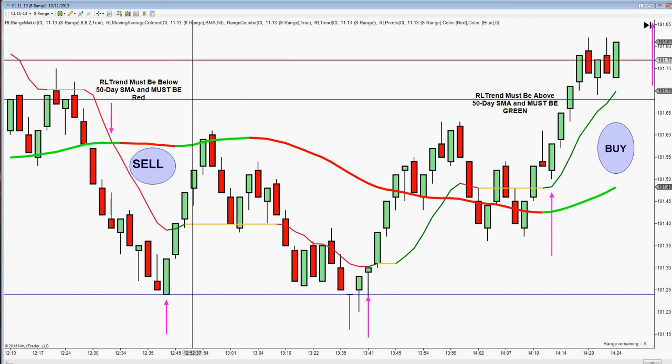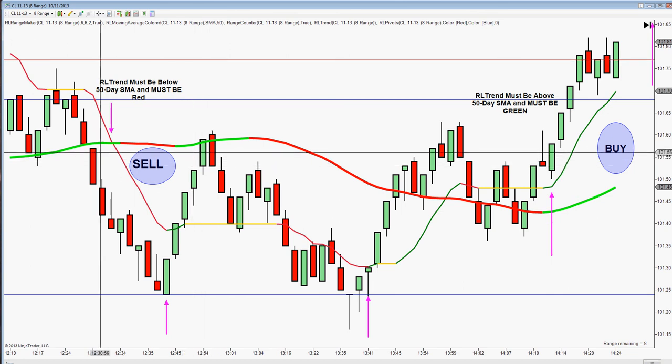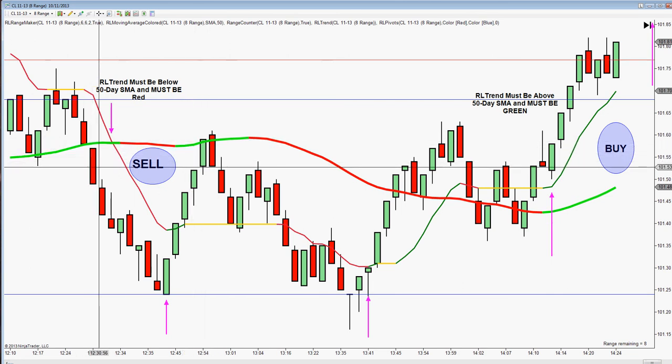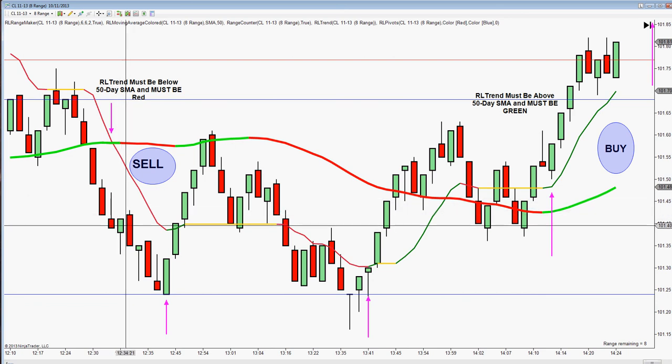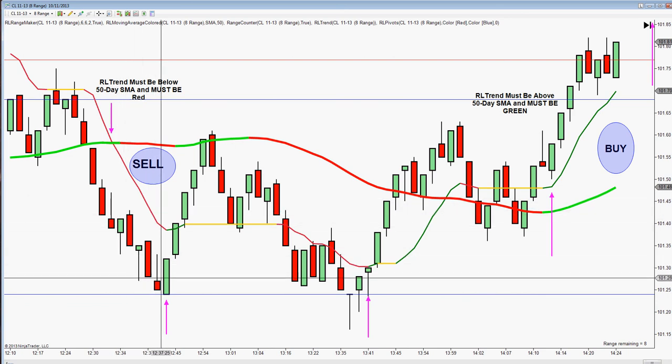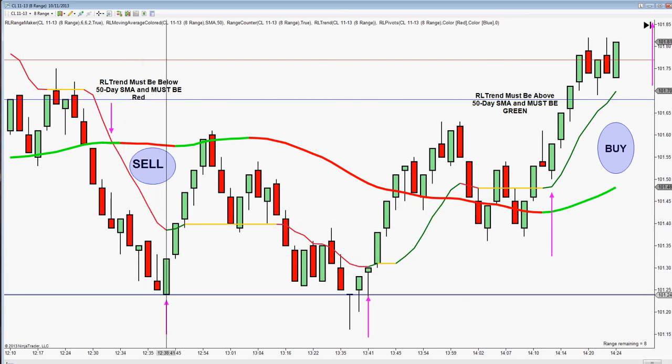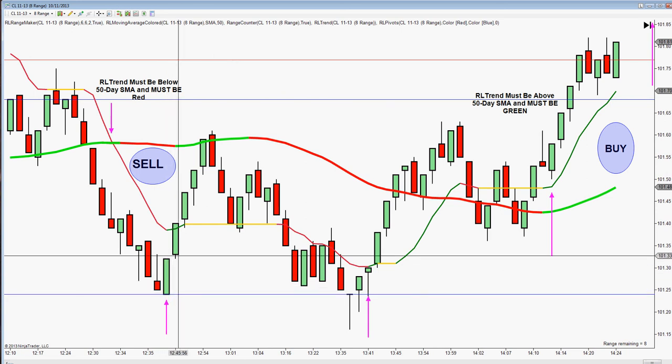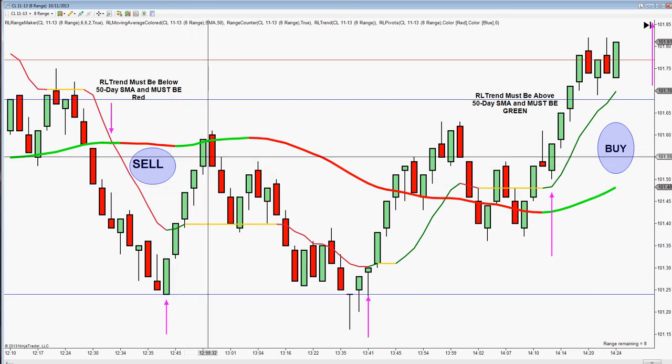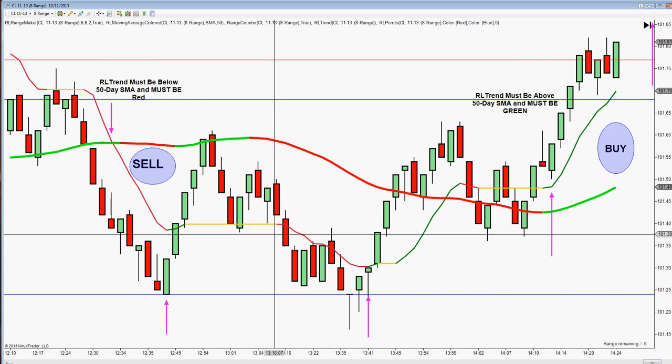Now, what's extremely important about pivots is this. As sellers have come into the market and pushed the market down, we know that buyers took command of the market here and turned it up. Then sellers pushed it back down.